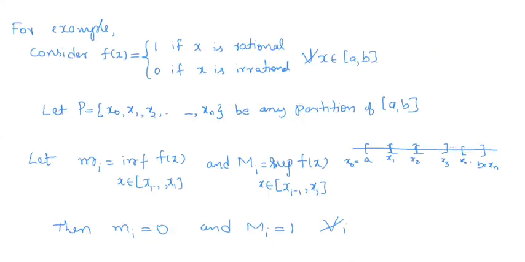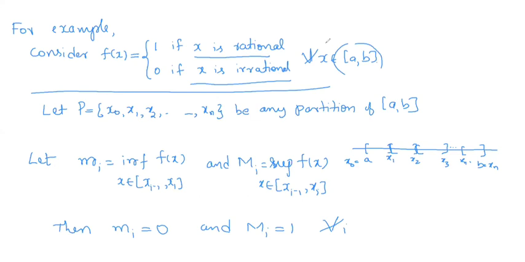So as an example, consider this. Consider f of x defined to be 1 whenever x is a rational number, and define it to be 0 if x is an irrational number. Consider this function on some closed interval [a, b] in R. Now to verify whether it is Riemann integrable or not, we shall start with a partition. Let P be any partition. This partition divides the closed interval into some subintervals. On each subinterval, calculate the infimum and supremum.